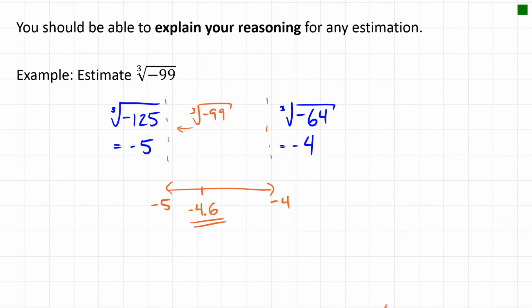And once you've explained your estimation, you can check it in your calculator. And when I check in my calculator, I get -4.626 and so on. So I was accurate to 1 decimal place. And that's the amount of accuracy we hope to see you estimating to, just 1 decimal place.